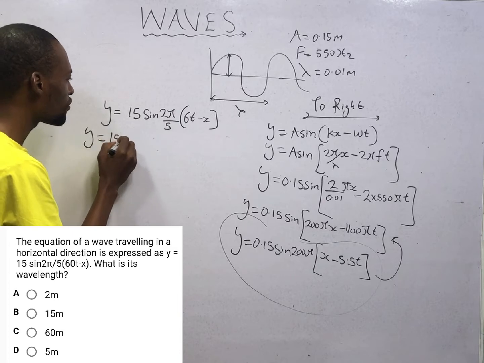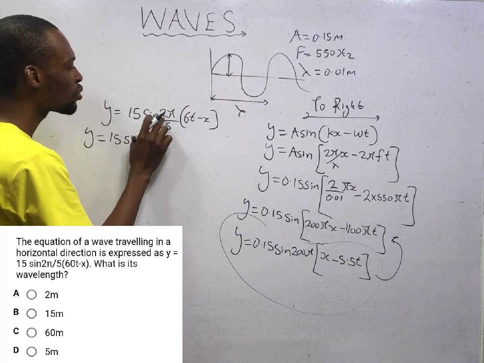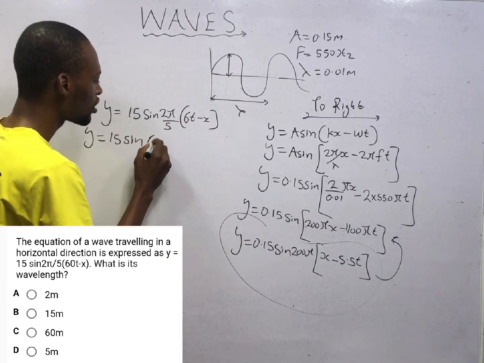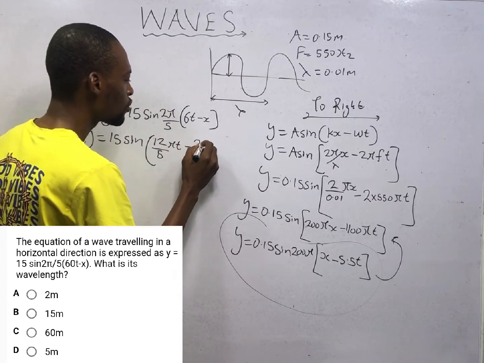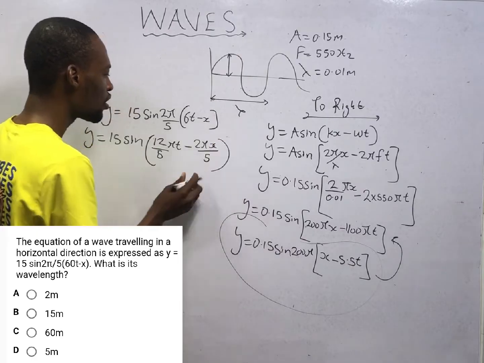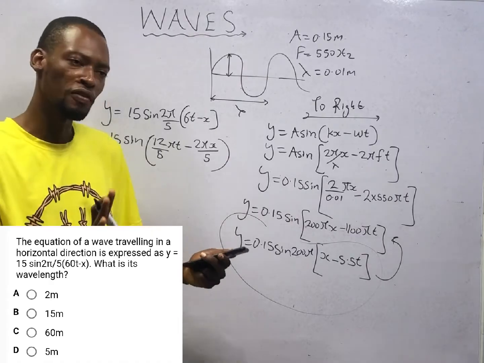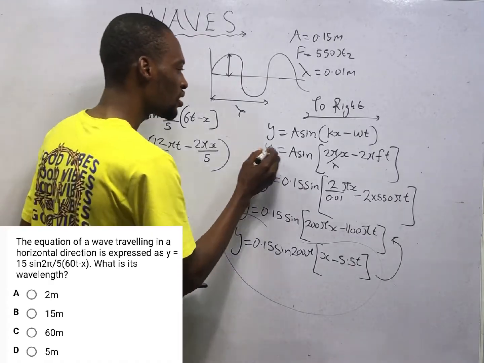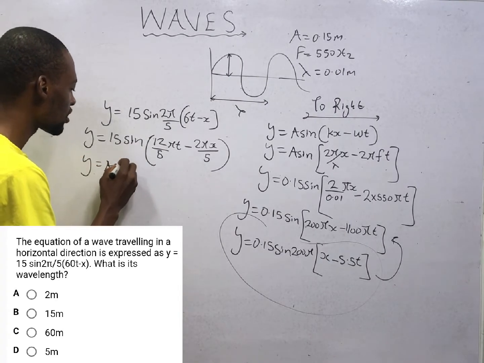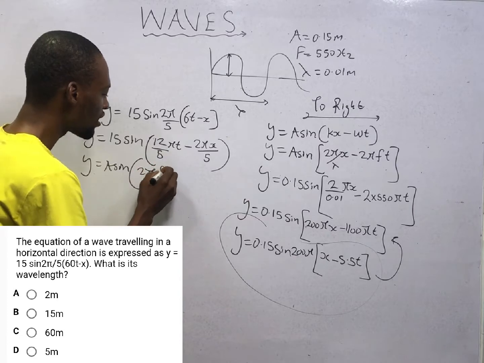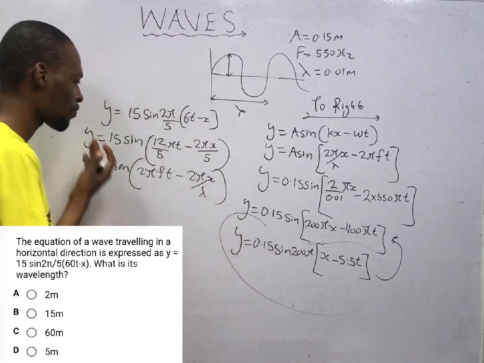I'll simply say 15 sine 2 pi over 5 times 6. That is 2 times 6, 12. This is 12 over 5 pi t minus 2 pi s over 5. So I use this to multiply each of the values in the bracket. So this is the wave I am comfortable with. I'm looking at this wave equation, or the normal wave equation, y equals a sine 2 pi f t minus 2 pi over lambda s.